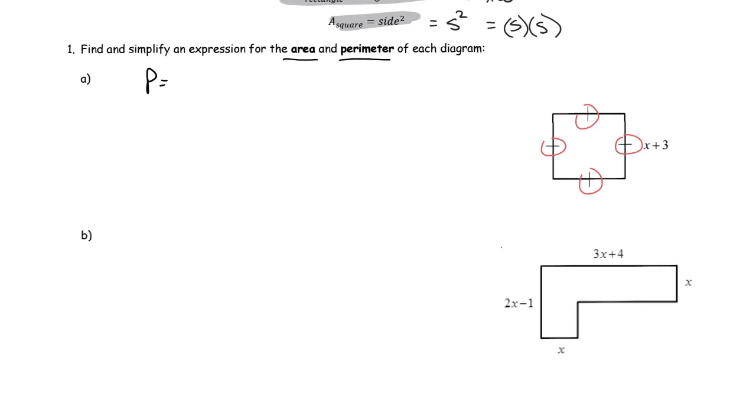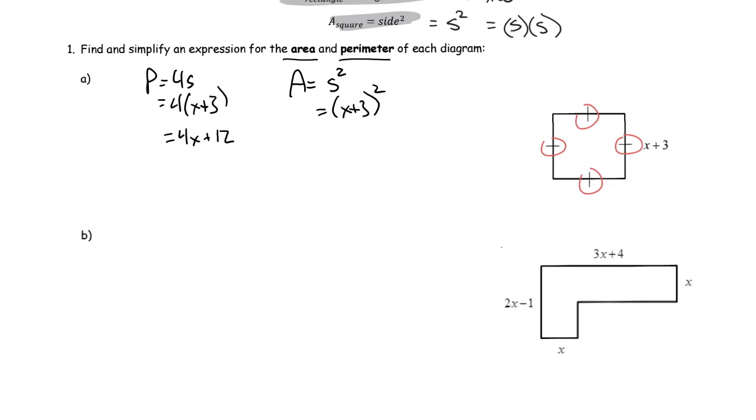So my perimeter, we already know, is going to be 4 times the side length, or 4 times x plus 3. When they say simplified here, they want us to expand this out as much as we can. So I'm going to distribute that 4 through. 4 times x plus 4 times 3, which would give us 12. So our perimeter would be 4x plus 12. Our area is going to be the side squared. So this is going to be x plus 3 squared.